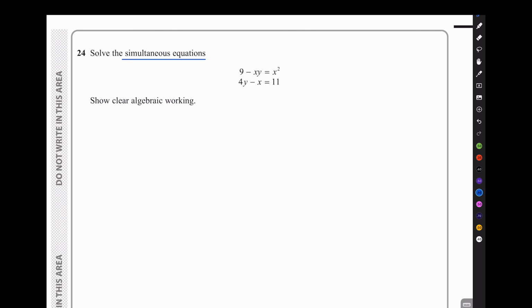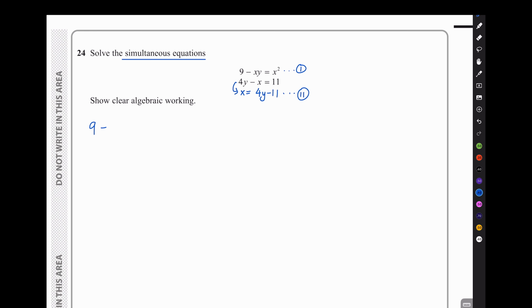Okay, so I can clearly make x the subject right here. x equals 4y minus 11. So this is my equation 1, this is my equation 2, and since this is a quadratic simultaneous equation, the only method is to substitute. There is no other way to solve these equations. So I'm going to substitute equation 2 into equation 1.